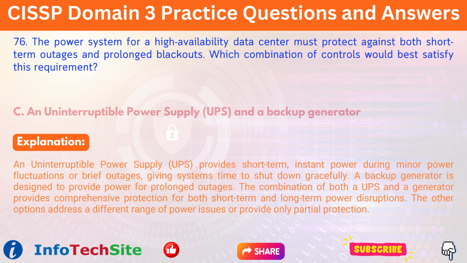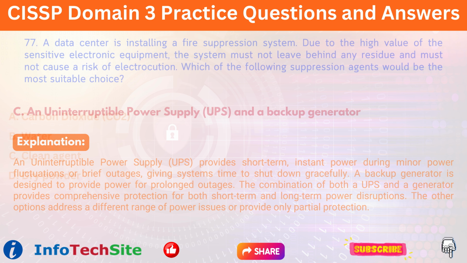Explanation. An uninterruptible power supply, UPS, provides short-term, instant power during minor power fluctuations or brief outages, giving systems time to shut down gracefully. A backup generator is designed to provide power for prolonged outages. The combination of both a UPS and a generator provides comprehensive protection for both short-term and long-term power disruptions. The other options address a different range of power issues or provide only partial protection.